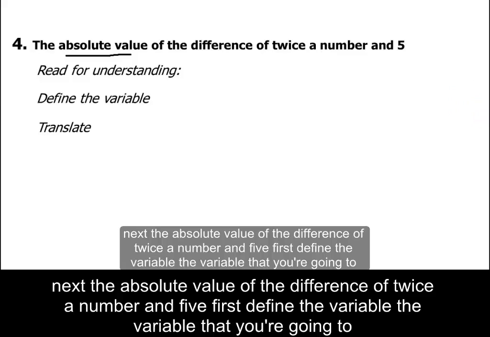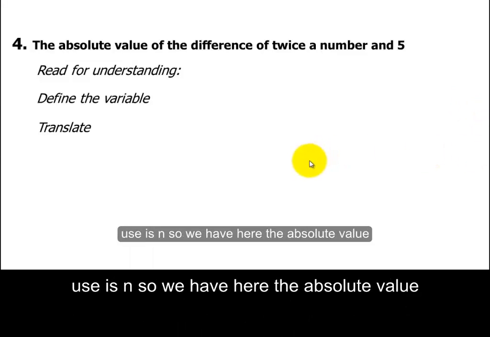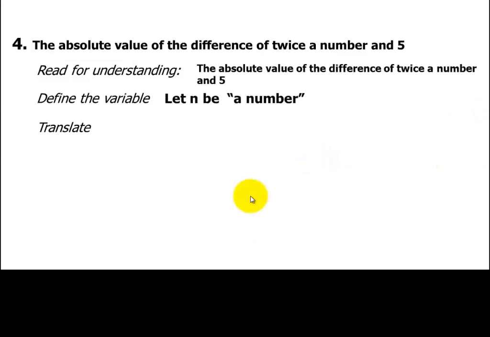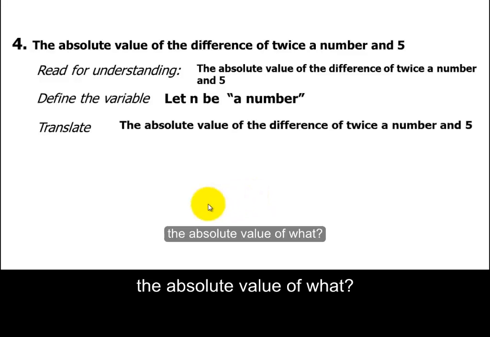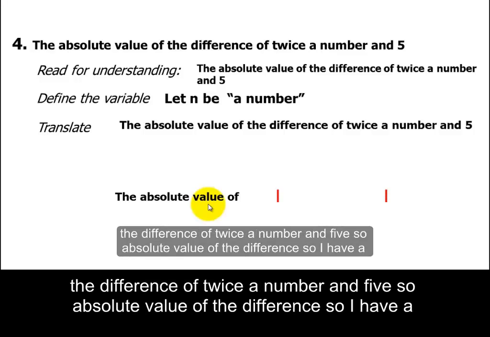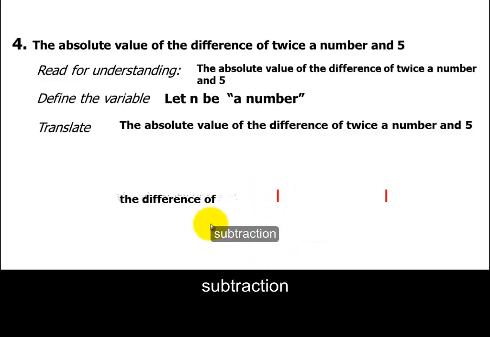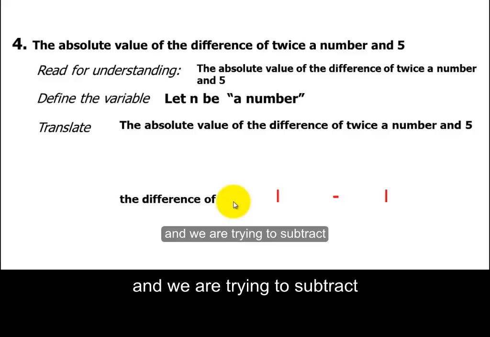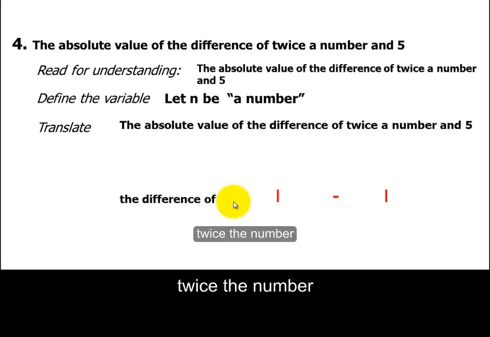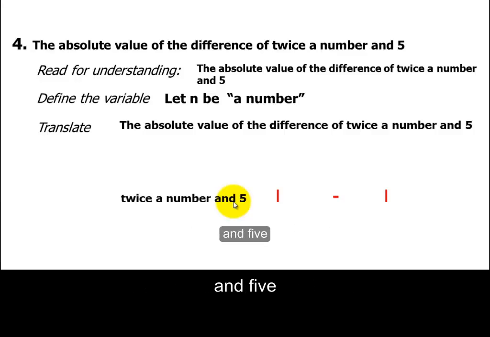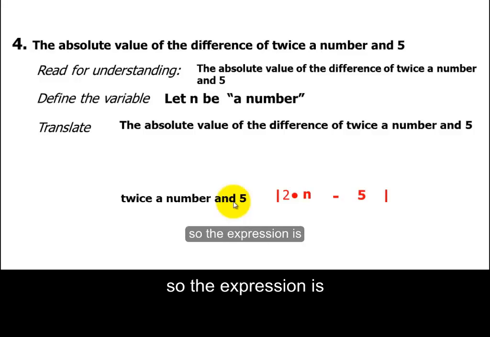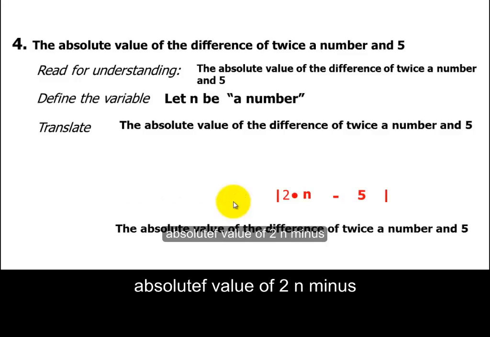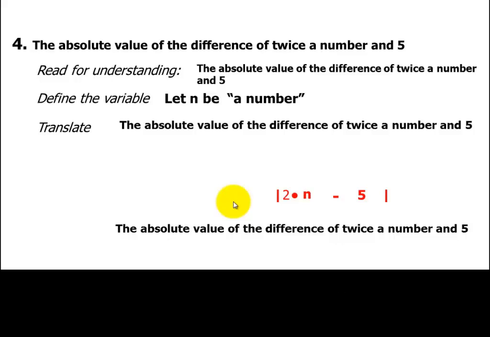Next, the absolute value of the difference of twice a number and 5. Again, let's first define the variable. The variable that we are going to use is n. So we have here the absolute value. Okay? So the absolute value of what? The difference of twice a number and 5. So absolute value of a difference, so I have a subtraction, and we are trying to subtract twice a number and 5. So the expression is the absolute value of 2n minus 5.